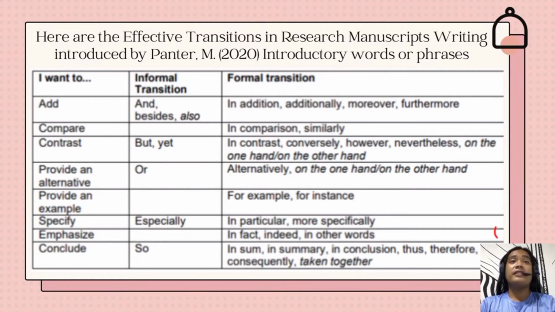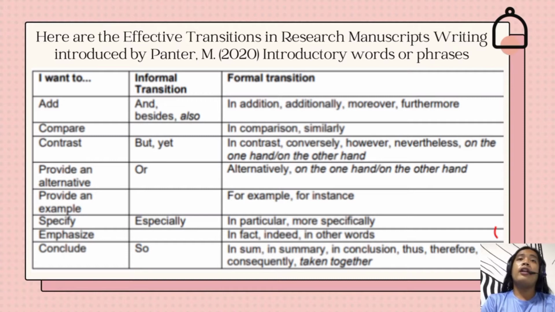Now, here are the effective transitions in research manuscript writing introduced by Panther M 2020: introductory words or phrases. On the first column, you will see the things that you want to do, then the next one is the equivalent informal transition, and the last one is the formal transition. If you want to add, the informal transition would be and, besides, or also. But if you want it formal, it should be in addition, additionally, moreover, or furthermore.